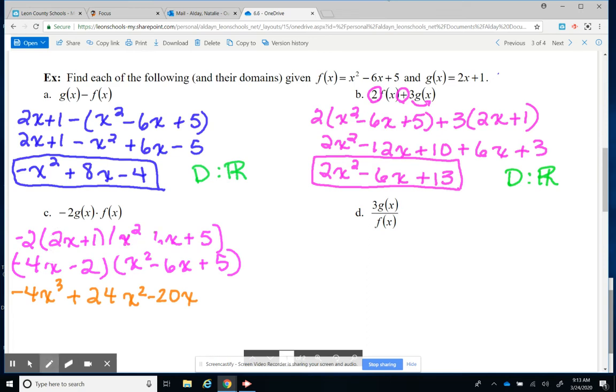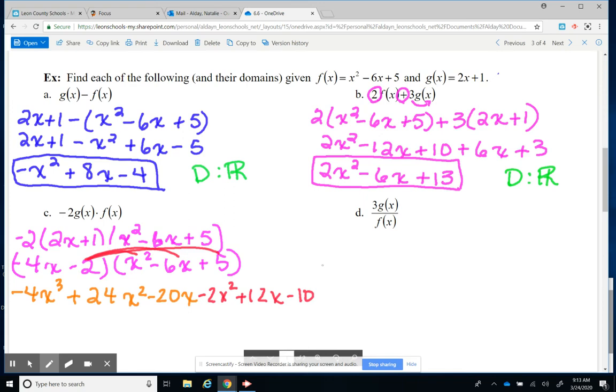I'm going to fix this real quick so you can still read it. All right, so now we're going to distribute the negative 2. So negative 2 times x squared is negative 2x squared. Negative 2 times negative 6x is a positive 12x. And then negative 2 times 5 is negative 10.